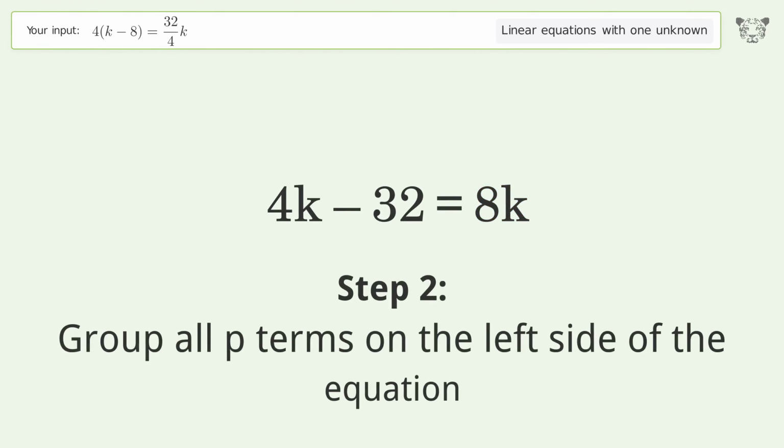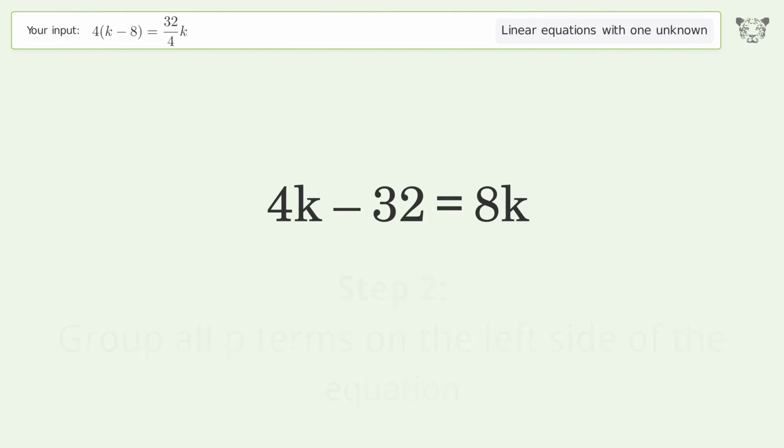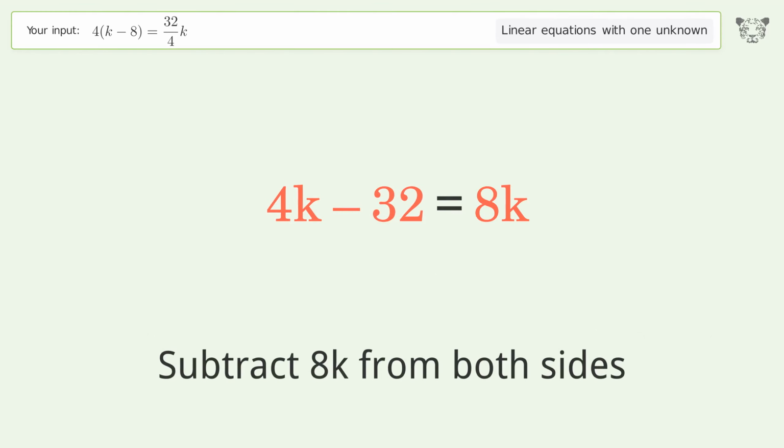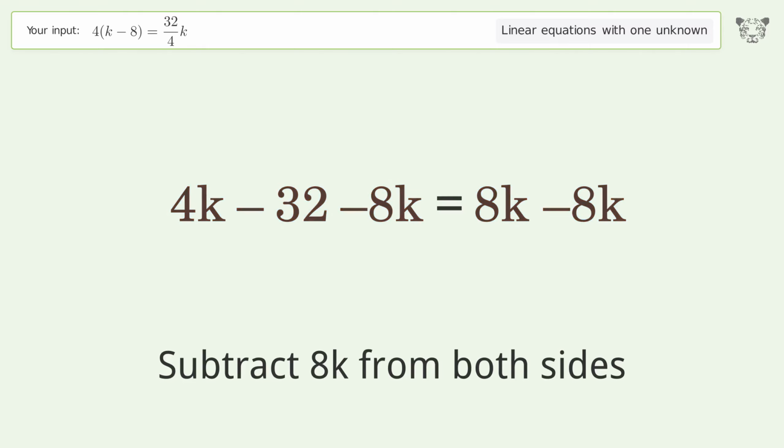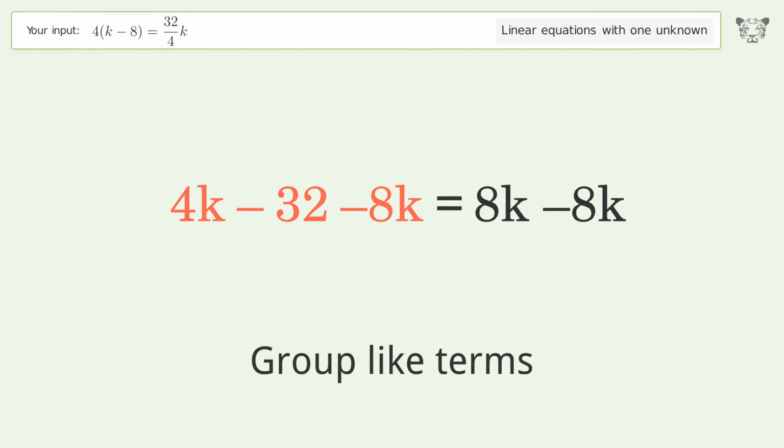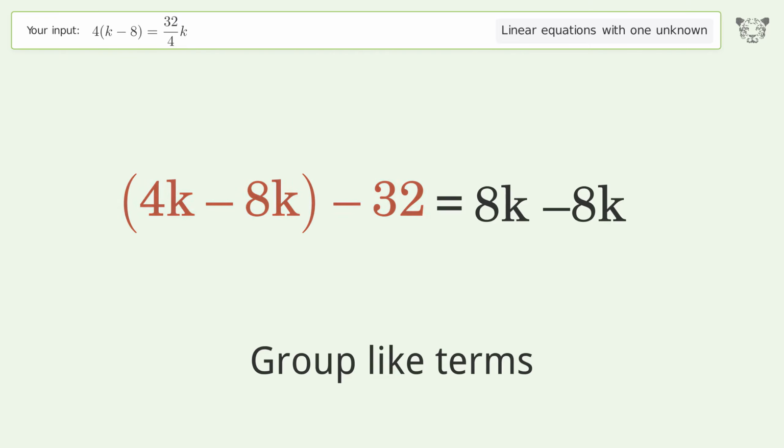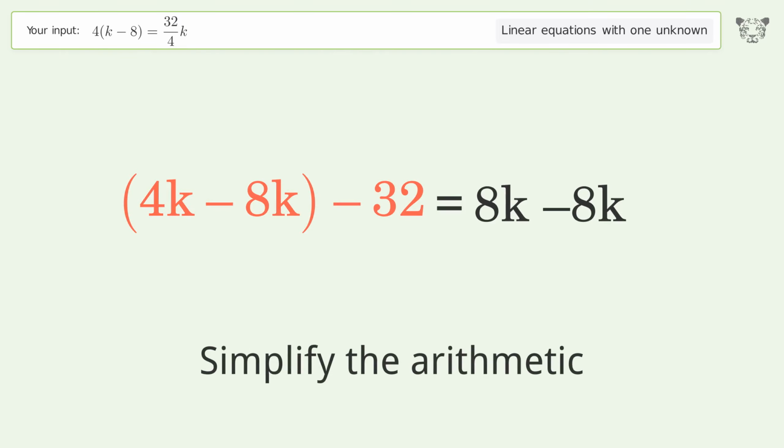Group all k terms on the left side of the equation. Subtract 8k from both sides. Group like terms. Simplify the arithmetic.